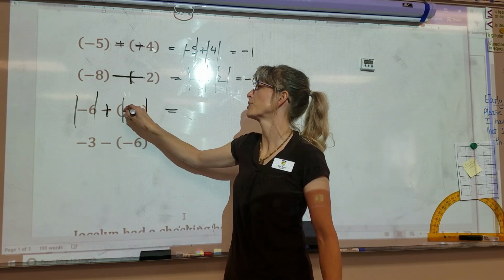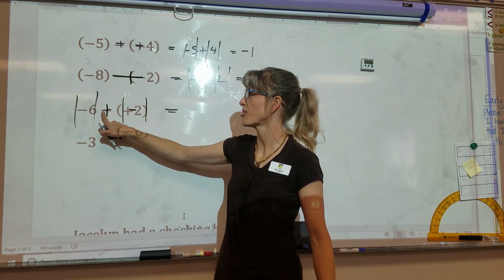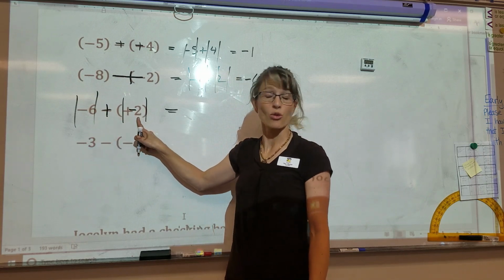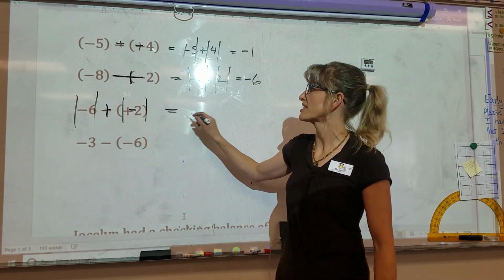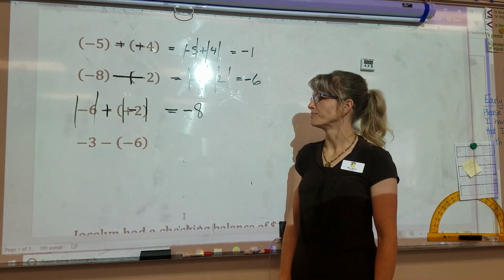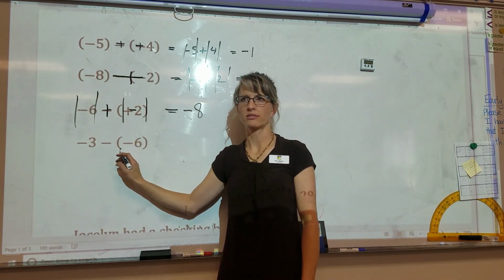Oh, but you know what? When we make this one, we're going to change that to a positive, that to a negative. The signs are the same, so we are going to add. Okay, so we're going to add 6 plus 2 is 8. And then it's -8. It's going to make it negative. Okay, good. How about this one?